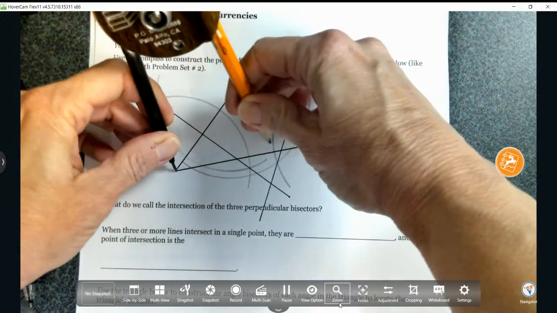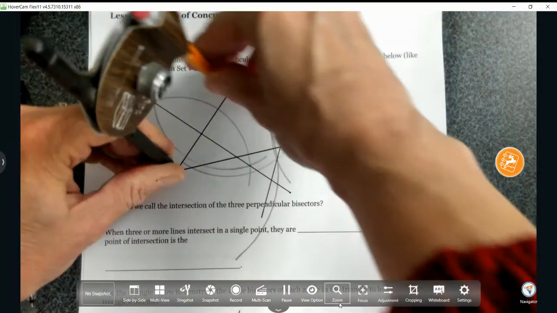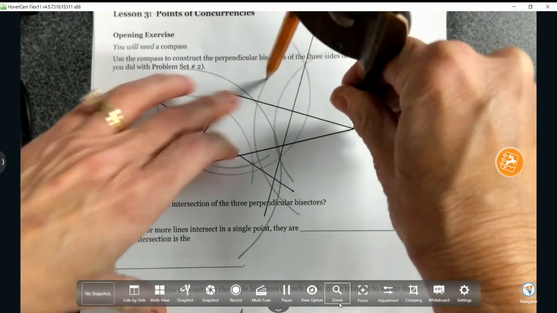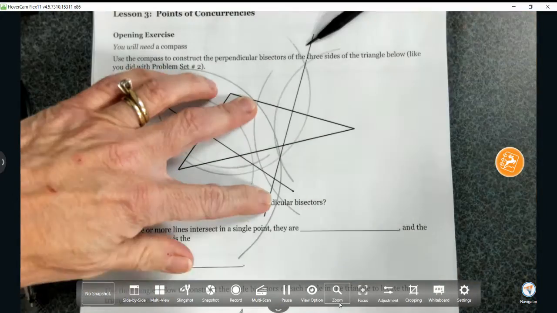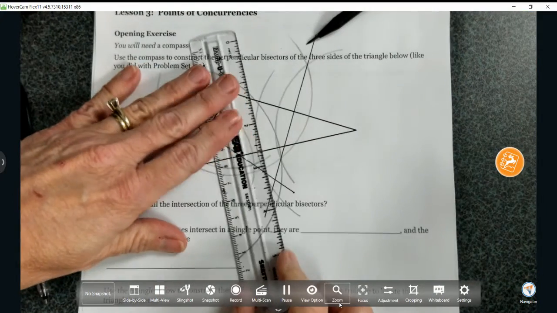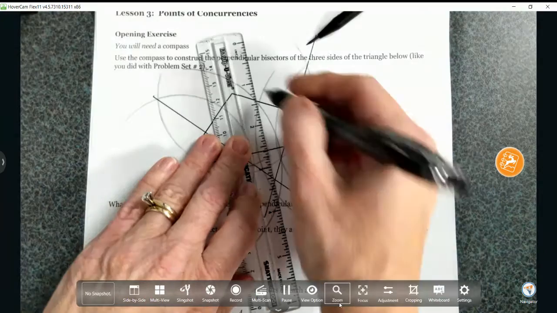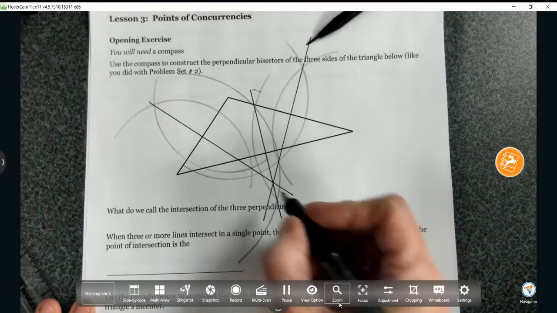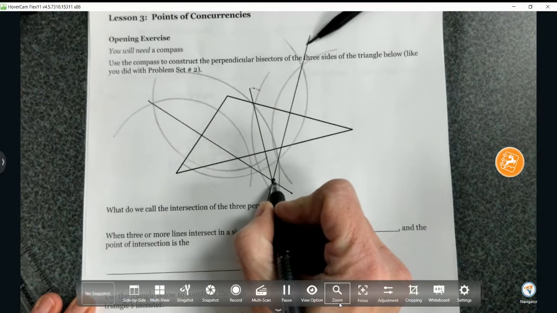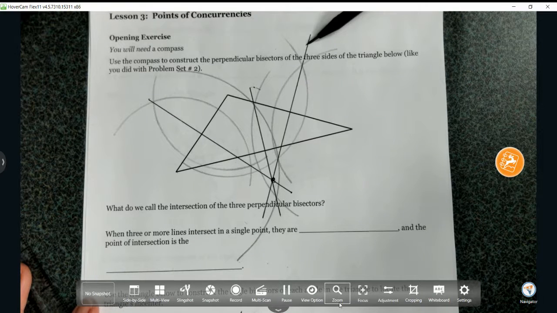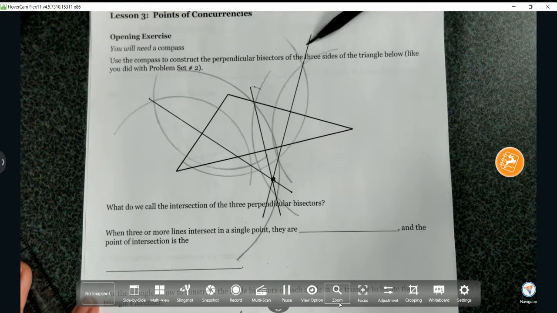So you want to make sure you're more than halfway. Make an arc. I've got to pay attention to which arc is which. Right there. And then I draw that line. What you'll see, it will not be perfect, but all three of those segments intersect in the same spot. Two lines that are not parallel will always intersect, but it's kind of special when you can get three of them to do that.